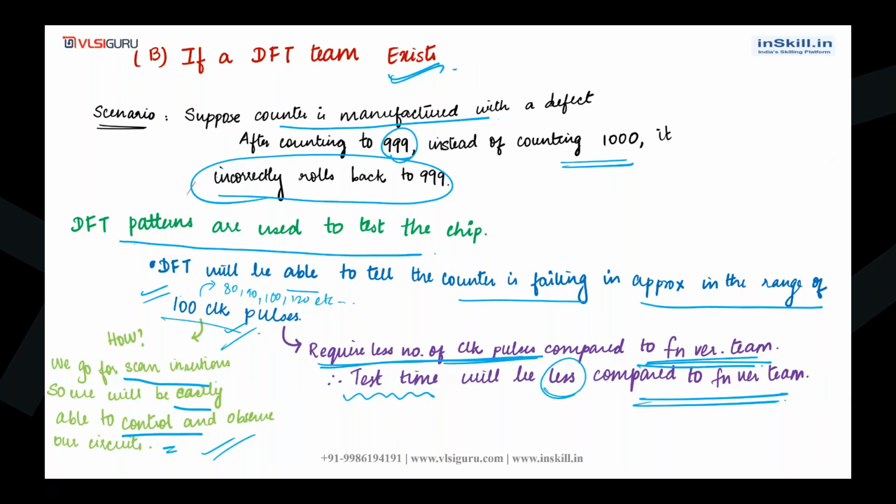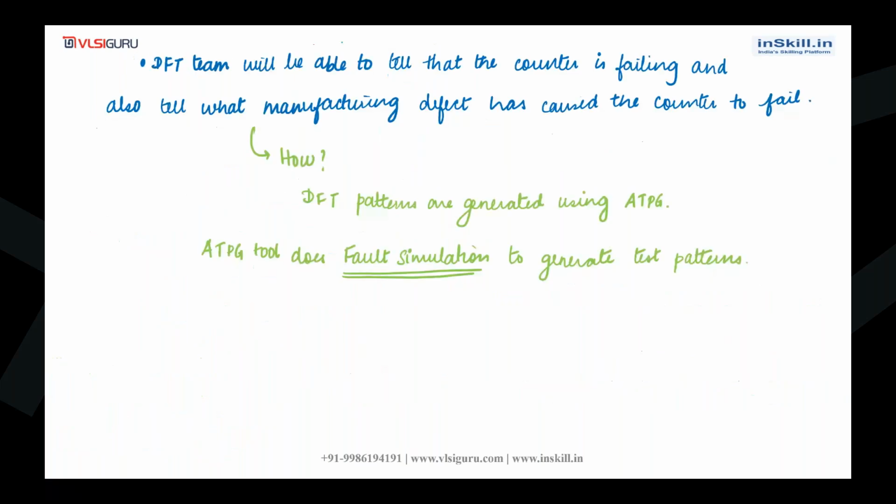So DFT team, we go for scan insertion, so we are easily able to control and observe our circuit. If you see, we require fewer clock pulses compared to the functional verification team, so test time will be less. And then the DFT team will be able to tell that the counter is failing and also tell what manufacturing defect has caused the counter to fail.